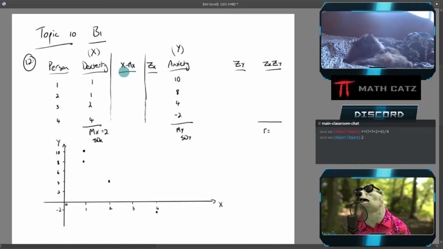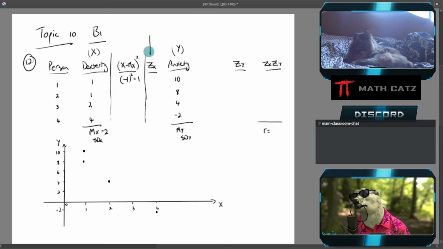So the deviation from the mean, the x-score minus the mean, will be -1. Then I'm just going to do it like this because I don't have a space. Then I'm going to square that to get, in this case, just a 1.